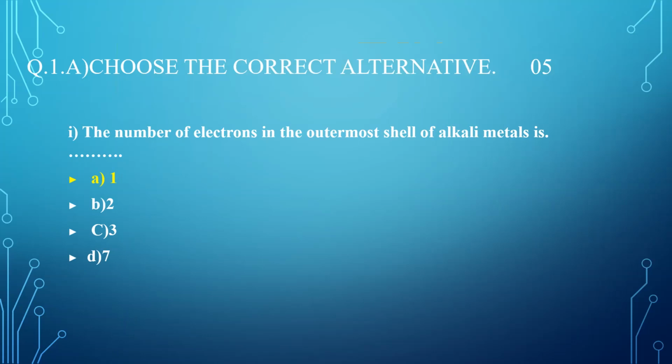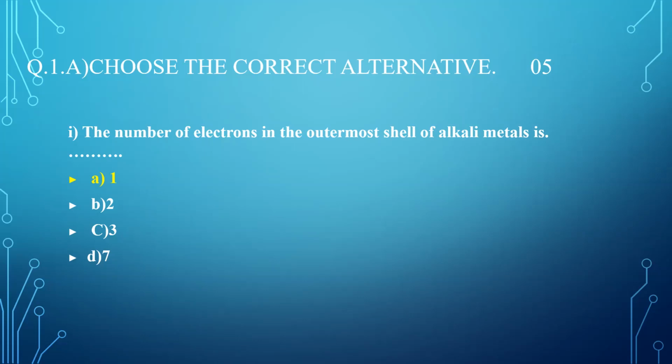Now what is the first point? We are going to see this. The number of electrons in the outermost shell of alkali metal is dash. That is fill in the blanks. You have to fill in this blank, the number of electrons in the outermost shell of alkali metals. How many electrons are there, students, in the alkali metals in its outermost shell? We all see options are given: A 1, B 2, C 3, and D 7. So we all know that alkali metal in its outermost shell consists of only 1 electron, right? So, because it is sharing. So the answer will be option A, 1.